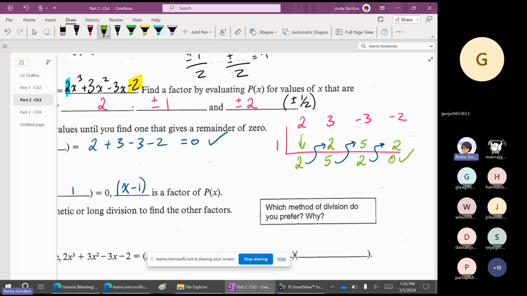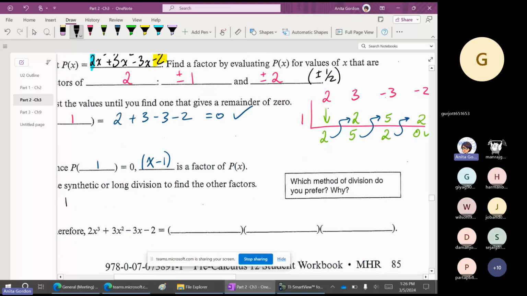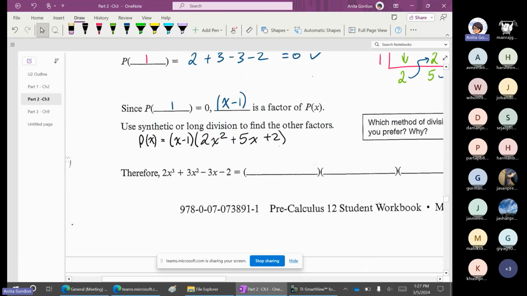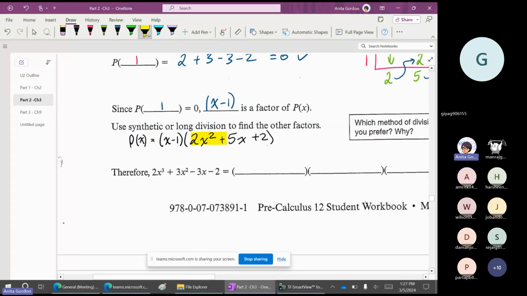So that means my polynomial can be rewritten as the following. P of x equals x minus 1 is the root, 2x squared plus 5x plus 2 is what's left over. What kind of a polynomial is this?